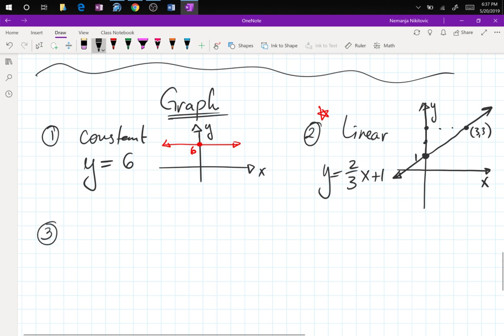Number 3, quadratic. y equals x squared and all of its variations.